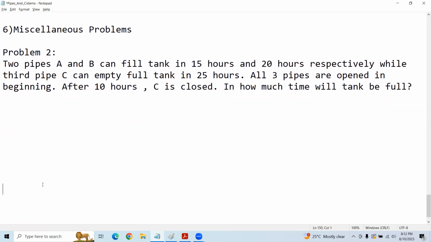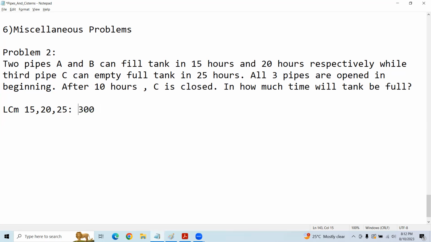Two pipes A and B can fill in 15 hours and 20 hours respectively, while a third pipe C can empty a full tank in 25 hours. First of all, we need to find the LCM of 15, 20, 25. The bigger number is 25, so you start looking at the table of 25: 25, 50, 75, 100. Is it divisible by 15 and 20? You'll keep doing like this and you will get 300 as the LCM.